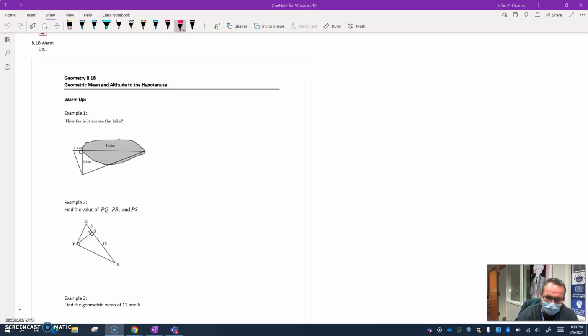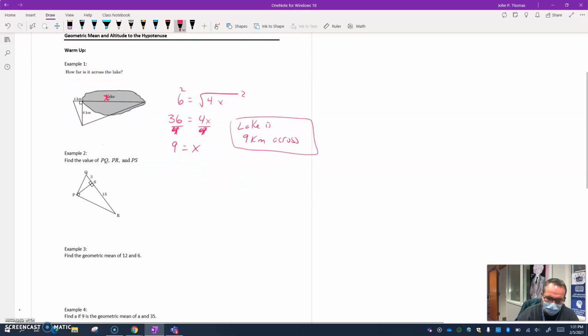Okay, welcome back to the video. So this first one, it looks like the lake is what we're looking for, so I'm going to call that x. And we know that the altitude, the 6, is the geometric mean of the two segments of the hypotenuse, the 4 and the x. So I'm going to square both sides. I get 36 equals 4x. I'm going to divide both sides by 4, and I get that x equals 9. So the lake is 9 kilometers across. Again, we're just using those properties from yesterday.